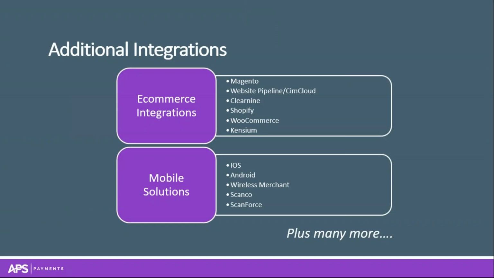We also realize that you may process credit cards outside of your ERP. So in addition to our ERP integrations, we have several e-commerce and mobile solutions. From an e-commerce standpoint, we have integrations to things like Magento, Shopify, WooCommerce. From a mobile standpoint, we have apps for iOS, Android, and a number of other Sage integrated solutions.